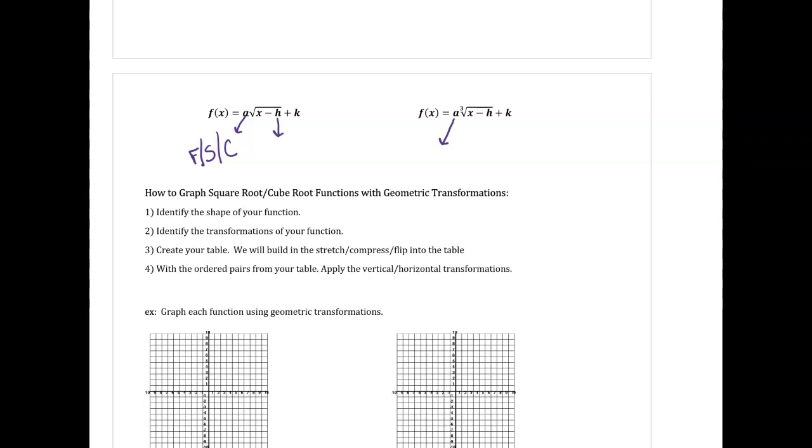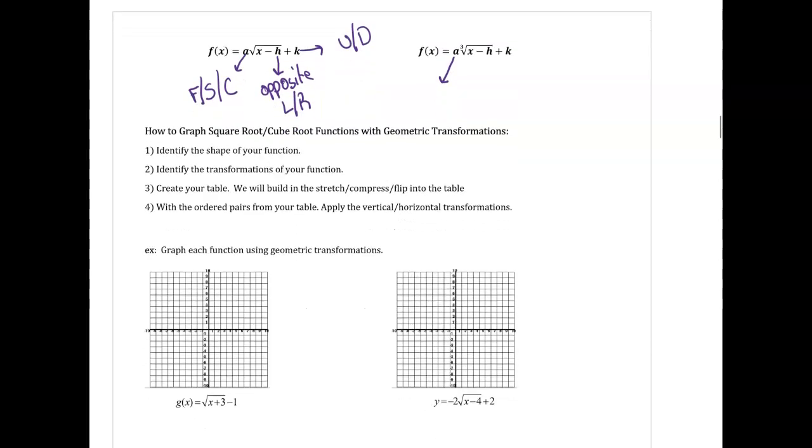H, I told my students, is always in the house. So in this chapter, our house is in the square root. A house has walls. It contains something. So this is where we take the opposite, and things then move left to right. And then K is our up-down number without taking the opposite. All right, so the adding, subtracting are the H and K. The multiplying value is our flip, stretch, compress.